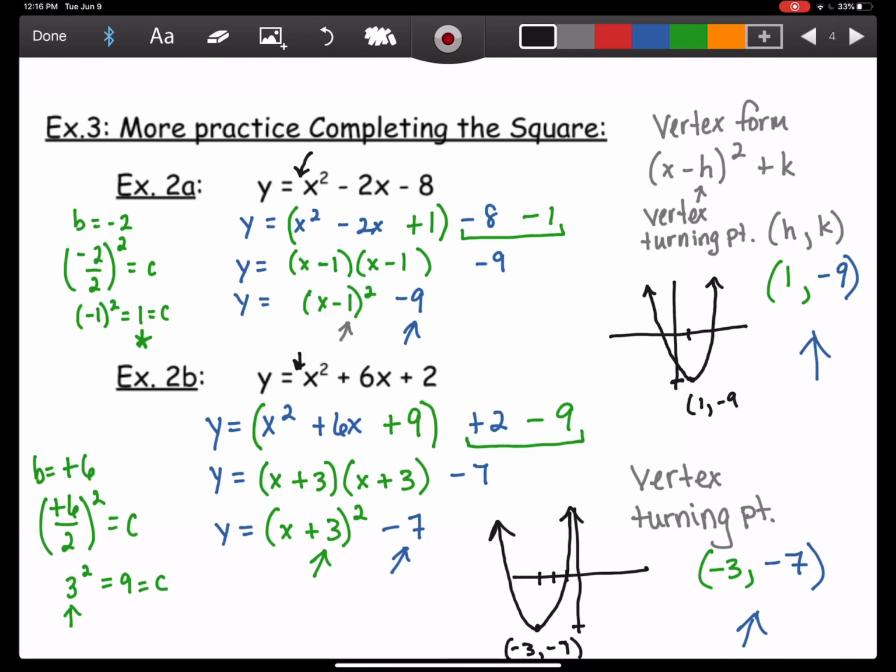So there's a lot of information that can be pulled from these quadratics when they're written in vertex form or shifted form.